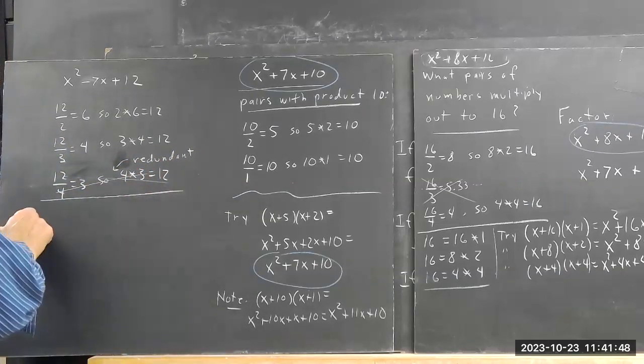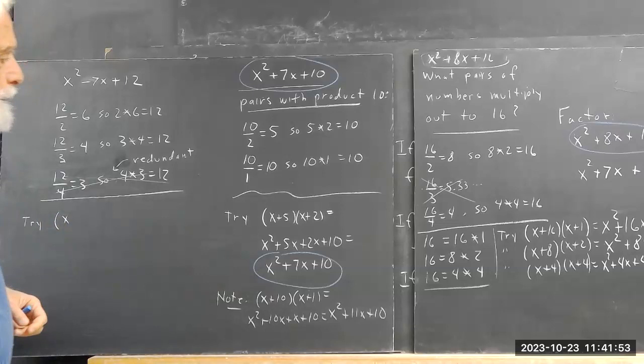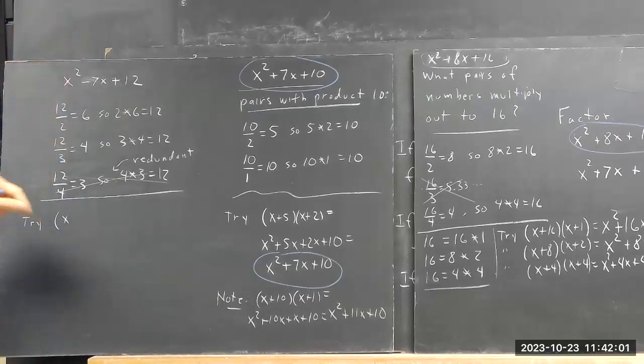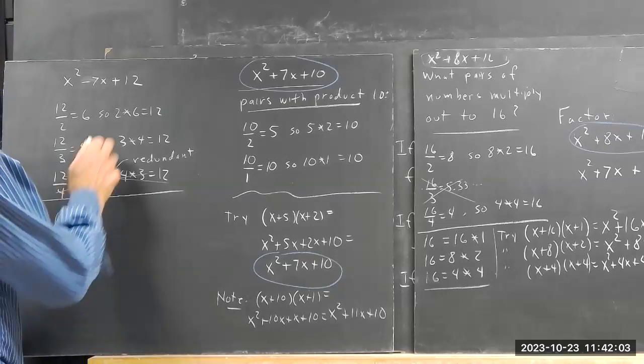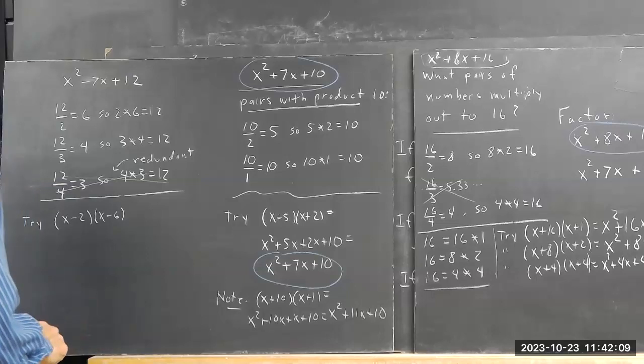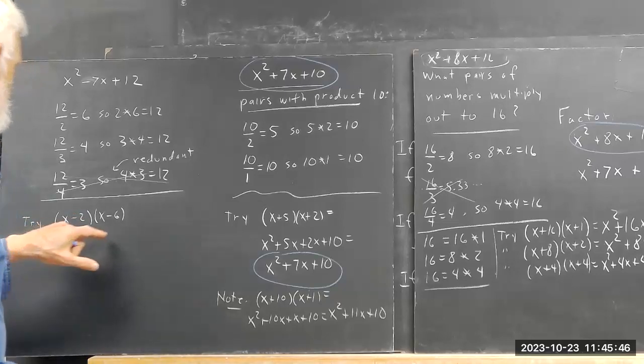And now we're going to try. Okay, now this gets a little more complicated because we have to get a minus here. So for this pair, we're going to have to use x minus 2 times x minus 6. Okay, so see what you get for x minus 2 and x minus 6. Well, very good. You nailed this one. We tried this one.